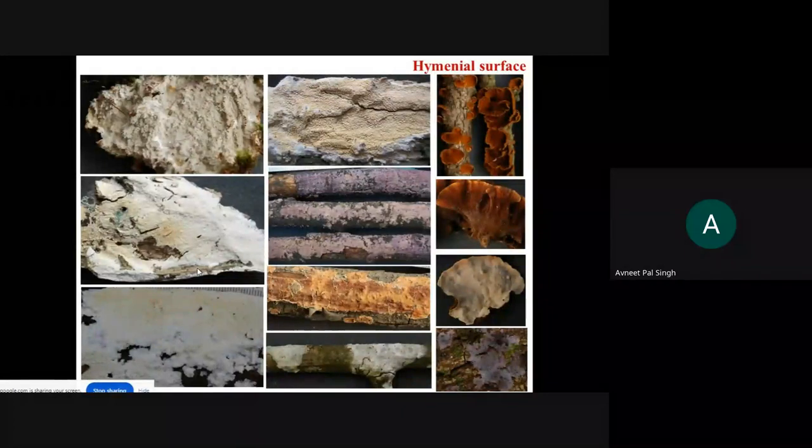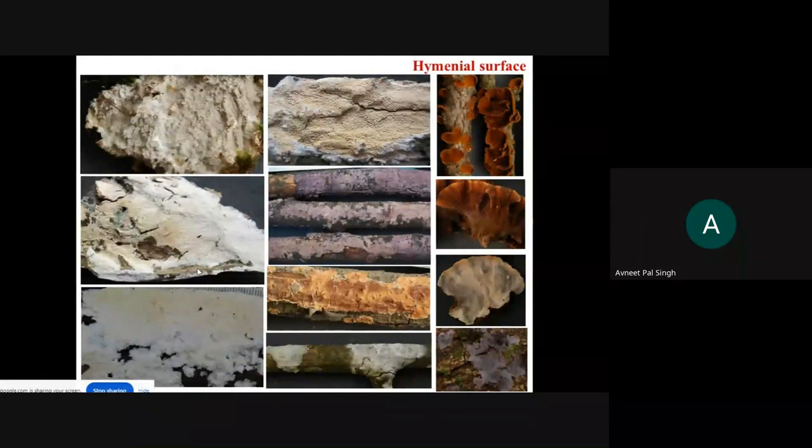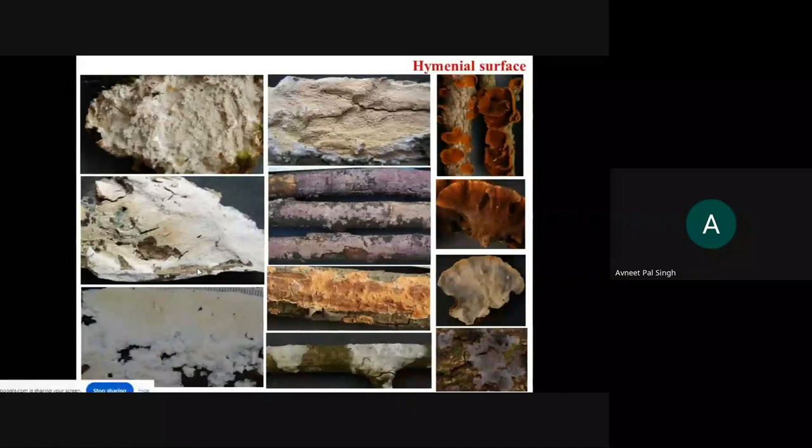Okay. So this is the set of characters which we need to visualize with these fructifications when we are there in the field. After this, there comes a sort of observational part which will require a hand lens. And for that hand lens, we need to first look upon the hymenial surface, the surface where there is a production of sexual structures. I will begin my discussion on hymenial surface first with the corticoid fungi.